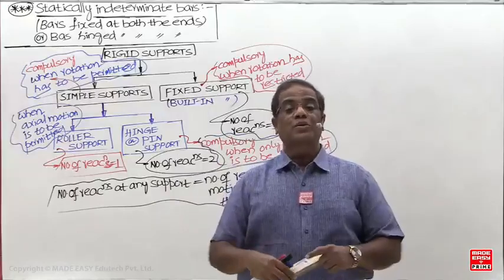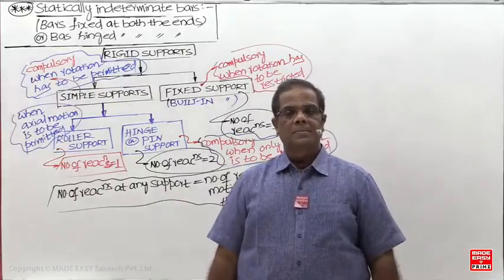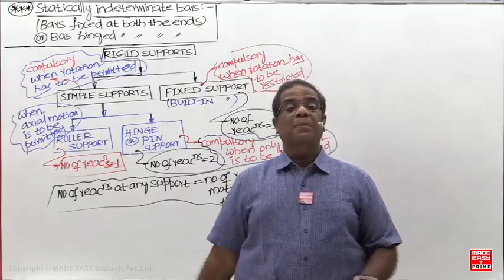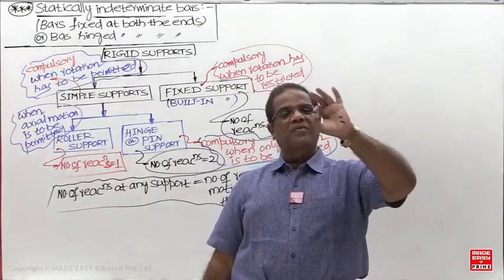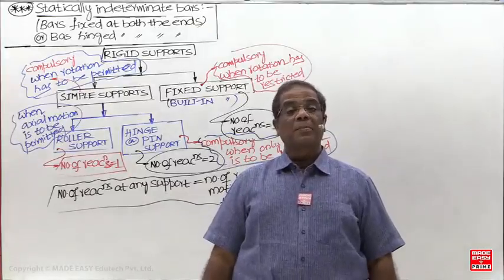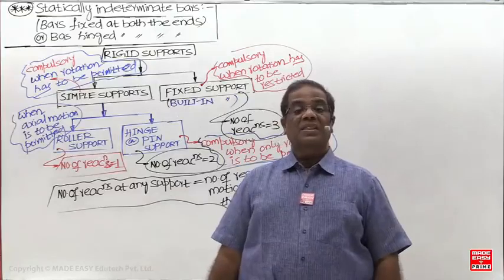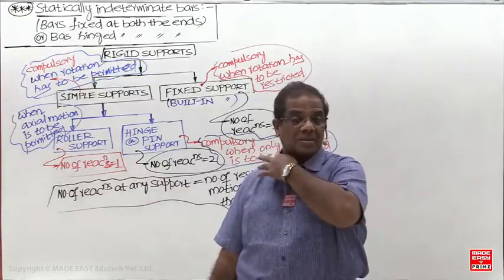How to identify in the question which type of support it is? If a support is permitting axial motion, it is obviously a roller support. If a support is permitting only rotation, it is a hinge support. If a support is restricting the rotation, it means a fixed support.